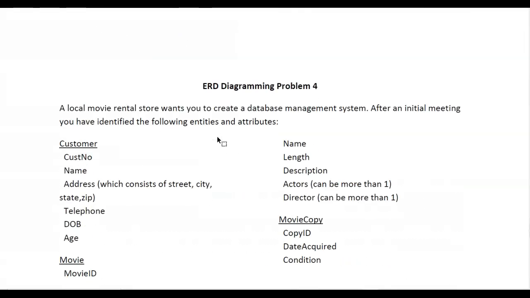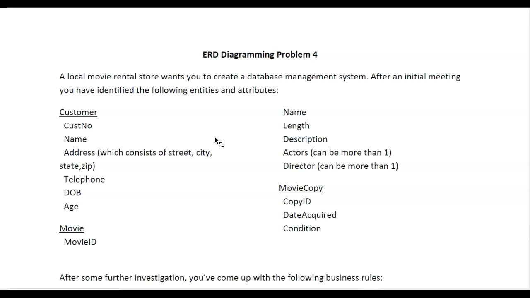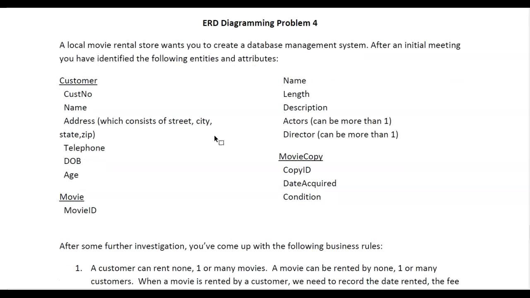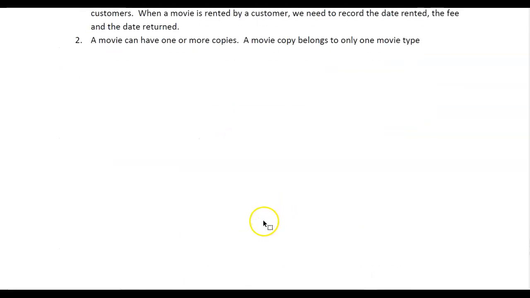The very last one is for a library. So, no, sorry, it's a movie rental store. It's very similar to the library one. So we have customers and movies and movie copy. Notice how movie copy has a copy ID. That's kind of just out there, like maybe 1, 2, 3, 4. So that just tells me that maybe this is set up as a weak entity.